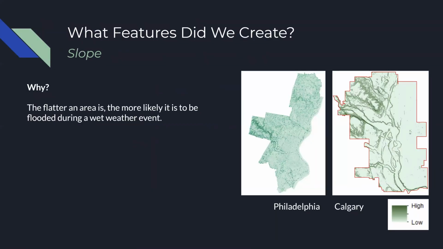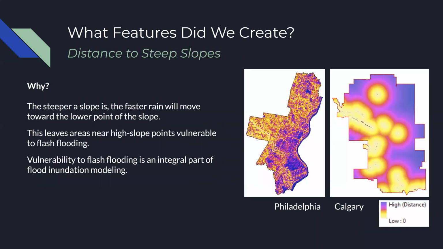What features did we create? First, slope. The flatter an area is, the more likely it is to be flooded during a wet weather event. Next, distance to steep slopes.